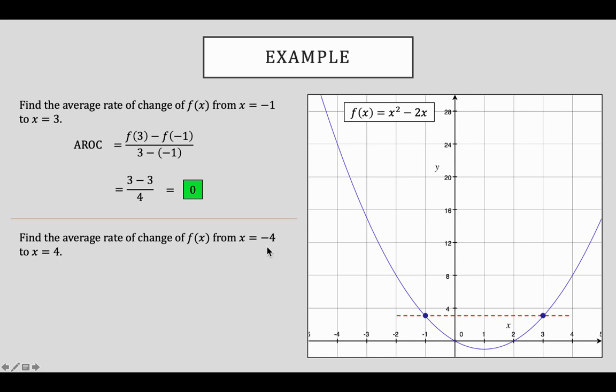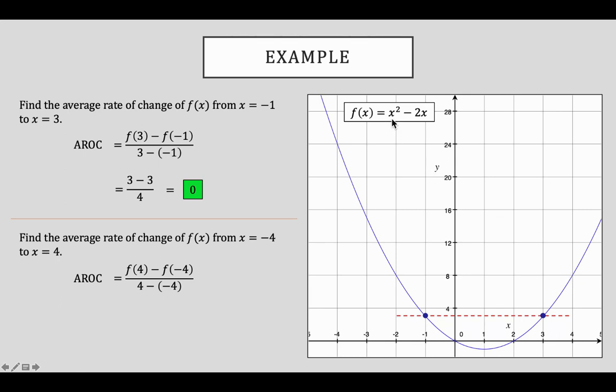Well, according to our average rate of change equation, this means f of 4 minus f of -4 divided by 4 minus -4. y2 minus y1 divided by x2 minus x1. So let's plug in and evaluate f of 4. Well, here I have my value of 4. Notice that the corresponding y value is going to be 8.